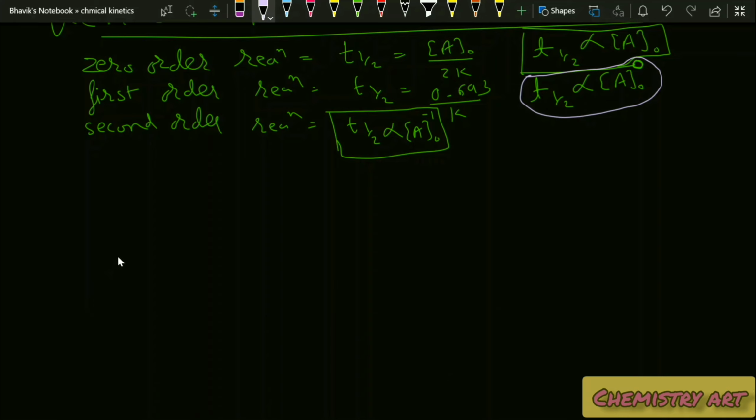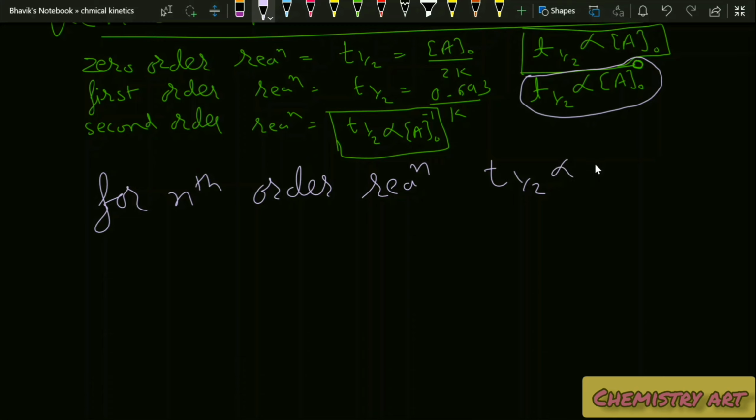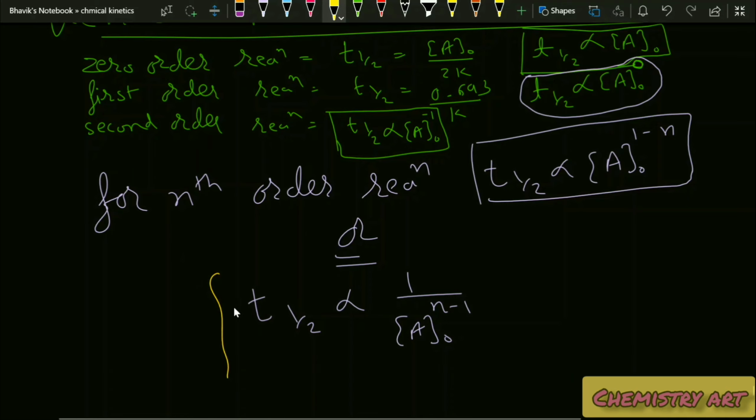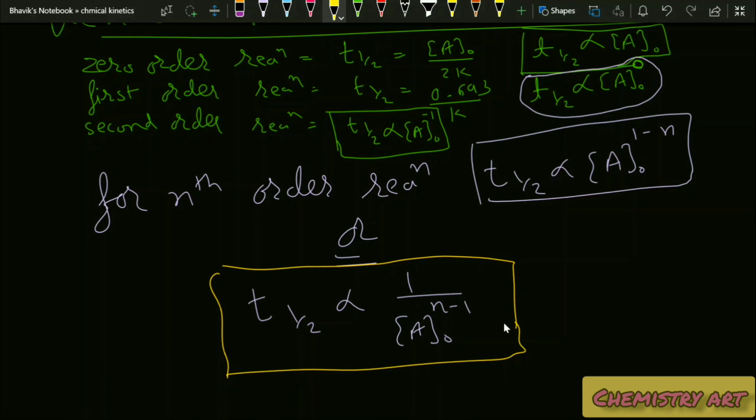Okay, so in general, we can write for the nth order reaction, T1/2 is directly proportional to A naught raised to 1 minus n. Whatever the order of the reaction is, you have to write it here, so n equal to 3, 4, 5, whatever. Or we can write this T1/2 equation like this: T1/2 is directly proportional to A naught to the n minus 1. So this is T1/2 for the nth order reaction.